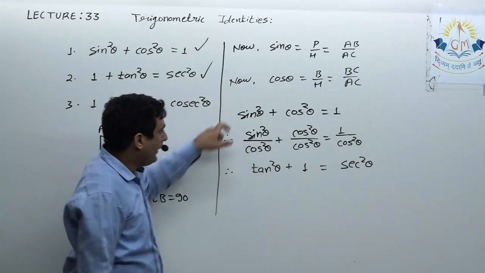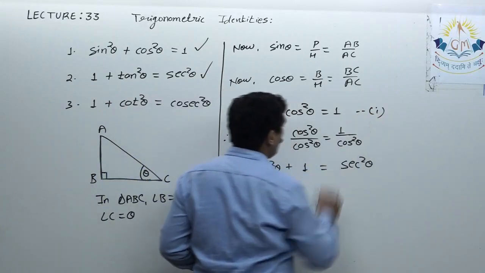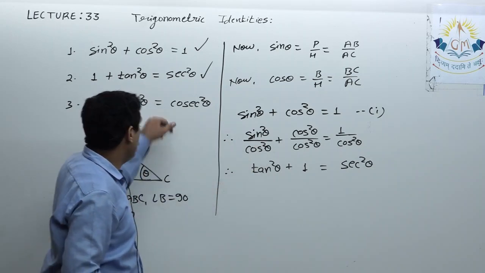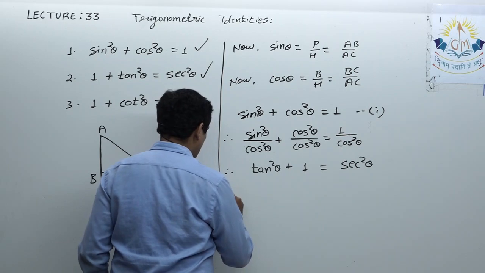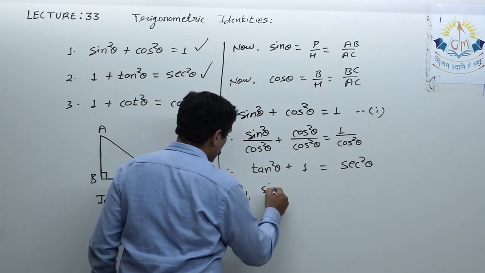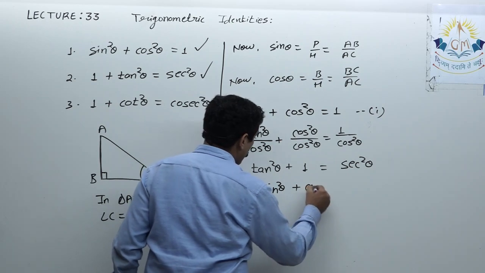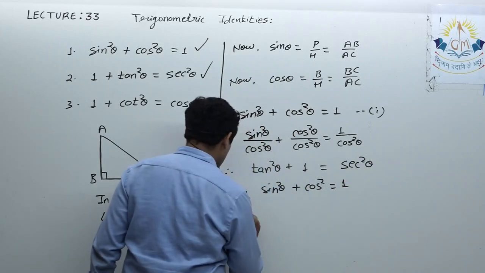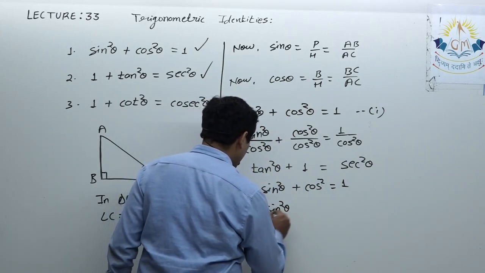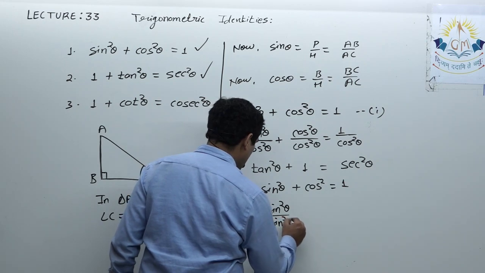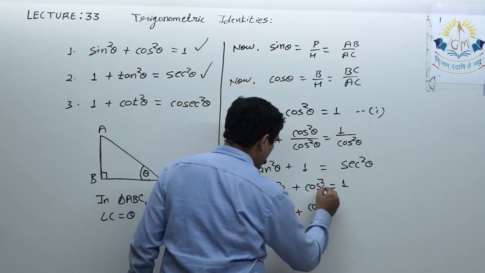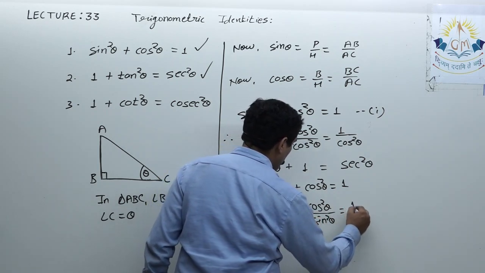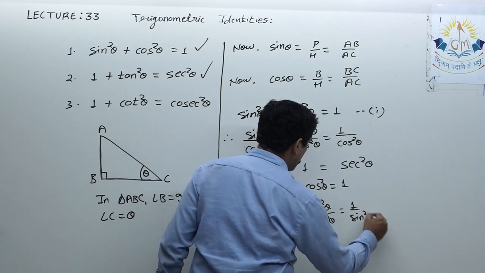Now, if you divide the first one by sin square theta instead of cos square theta, you will get the third one. Okay, now sin square theta plus cos square theta is equal to 1. Therefore sin square theta upon sin square theta plus cos square theta upon sin square theta is equal to 1 upon sin square theta.